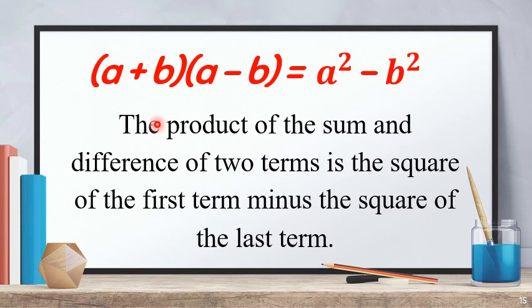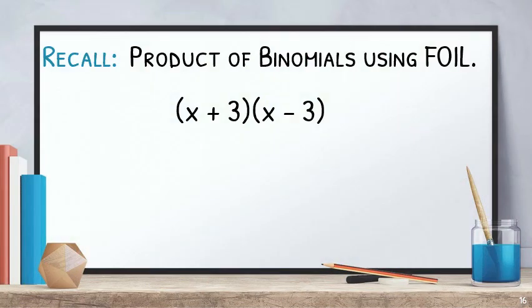So out of this concept, we will now apply how to factor polynomials in this pattern, which is the difference of two squares. Before we proceed, let us recall the product of binomials using FOIL. So, I have here quantity x plus 3 multiplied by x minus 3. So, multiplying these binomials using FOIL, of course, we need to multiply first the first term.